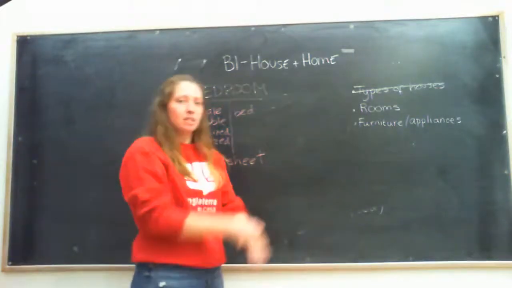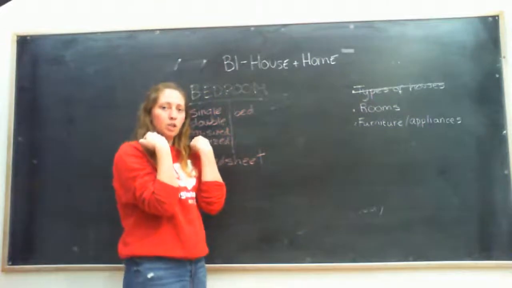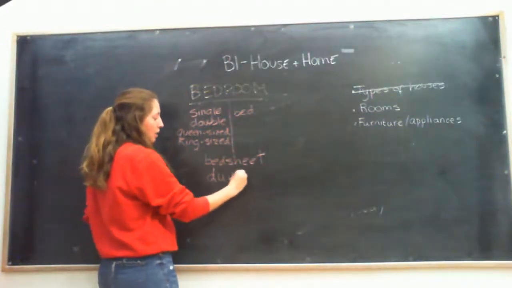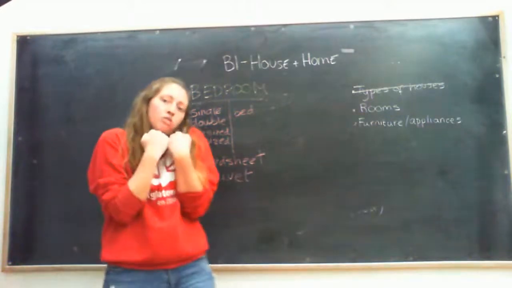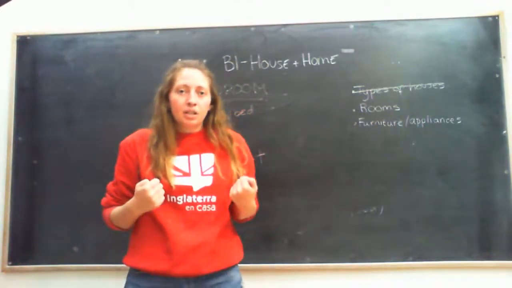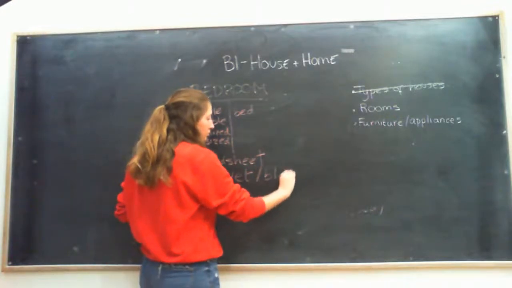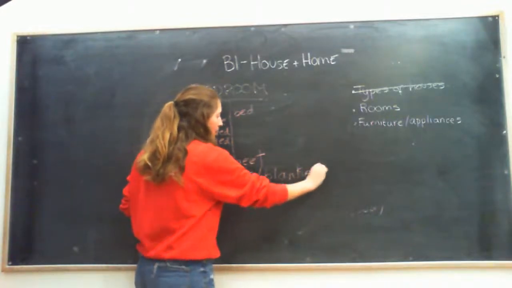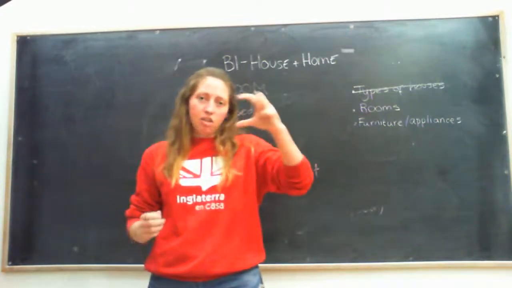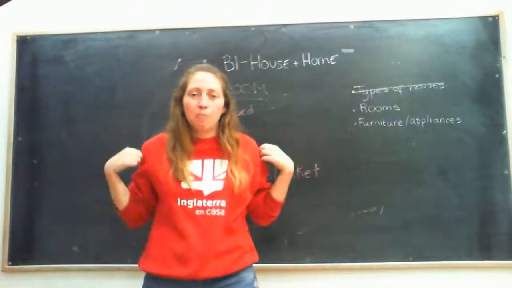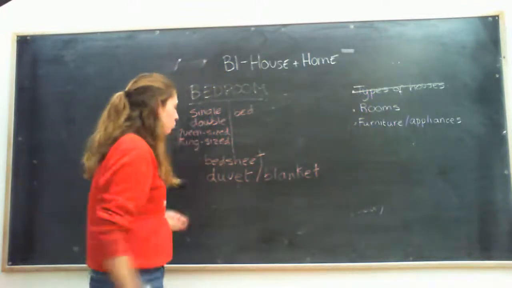Now, once you're on the sheet, you have something that goes over the top. This is your duvet, in the winter anyway. In winter, we use a duvet to keep warm. You might also have a blanket. So a duvet is much thicker, it's thick. Whereas a blanket, you can use on the sofa or in your bed for extra warmth.